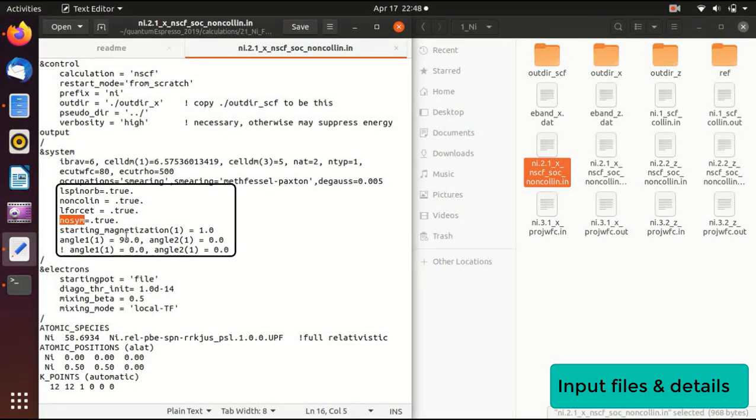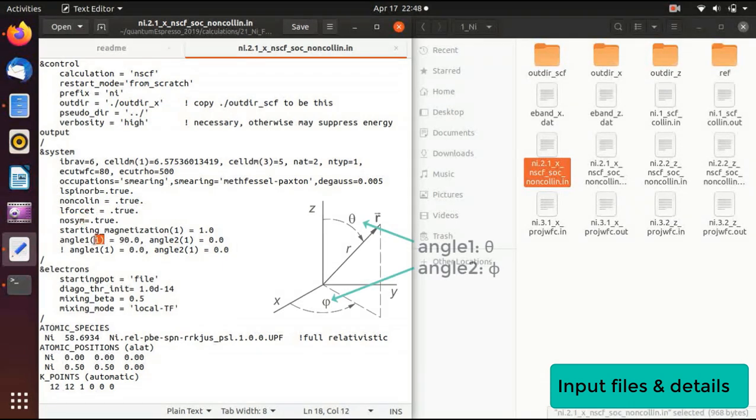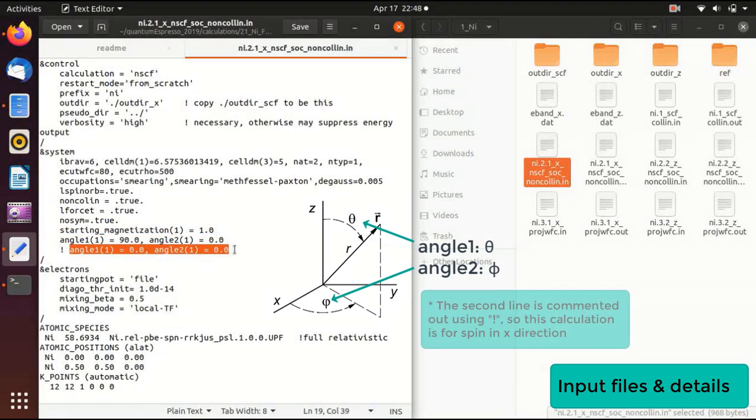And then we need to set the spin angle. The first angle is the angle between the spin and the z-axis. And the second angle is the angle between the projection of the spin onto the xy plane and the x-axis. So this line means that the spin points to the x-axis, and we label it here in the input file name. This line means that the spin points to the z-axis.